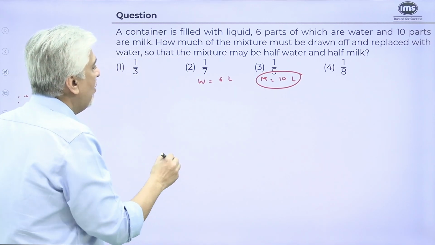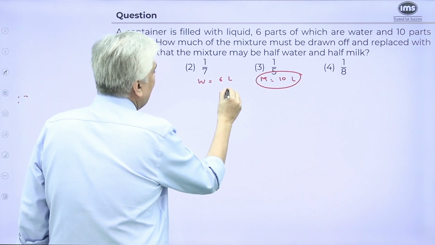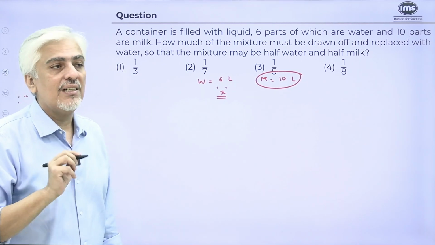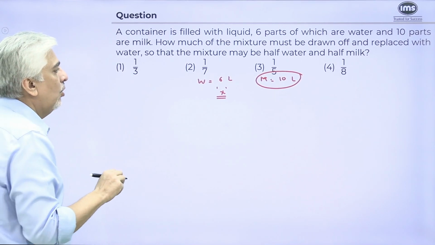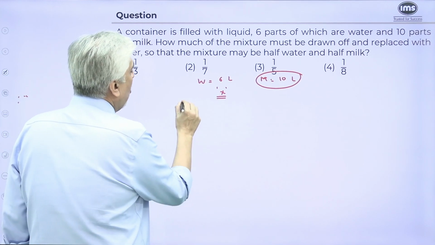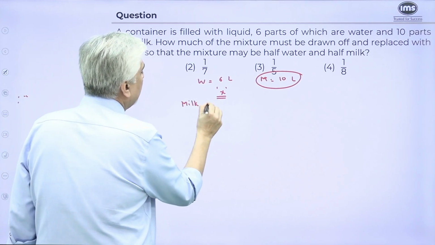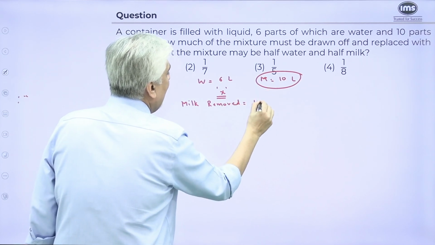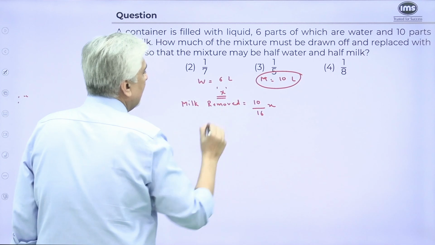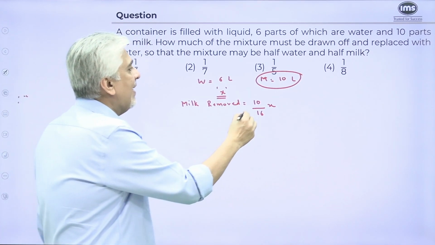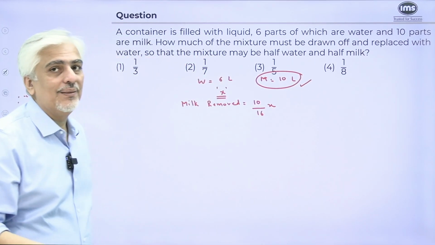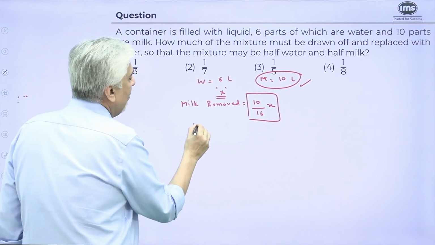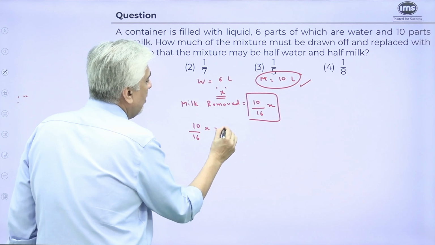Now, let's assume I will remove X liters. If I am removing X liters, at the end I have to divide by 16 because we want the answer in the form of a ratio. So if I am removing X liters, how much milk is removed? Milk removed will be 10 by 16 of X. Now, milk was 10 and at the end milk has to become 8, which means the milk removed has to be 2 liters.